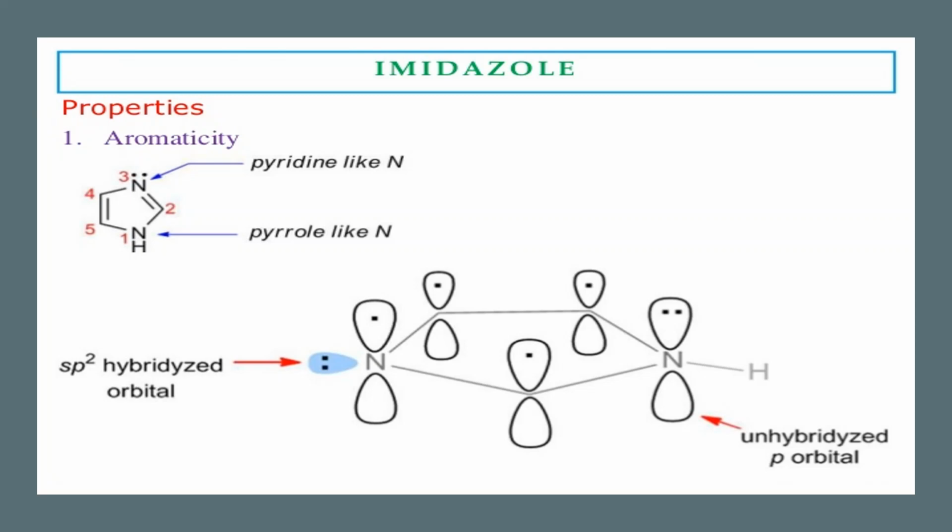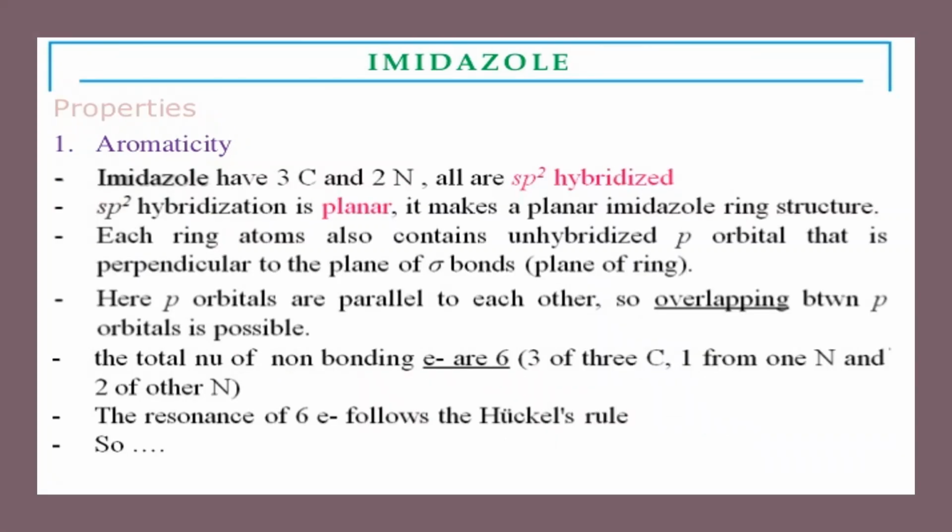One sp2 hybridized orbital of the unsaturated nitrogen is involved in the aromatization. So this is how the electrons revolve around the imidazole ring. Very important. So let's go for the aromaticity. Imidazole has 3 carbons and 2 nitrogens, all are sp2.